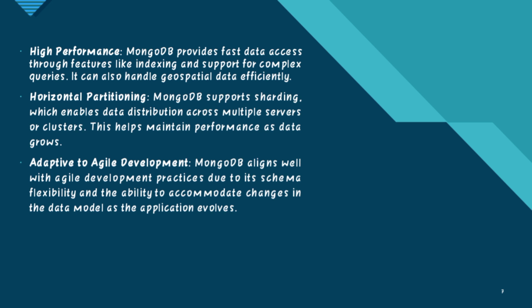Horizontal partitioning. MongoDB supports sharding, which enables data distribution across multiple servers or clusters. This helps maintain performance as data grows. Adapting to agile development. MongoDB aligns well with agile development practices due to its schema flexibility and the ability to accommodate changes in the data model as the application evolves.